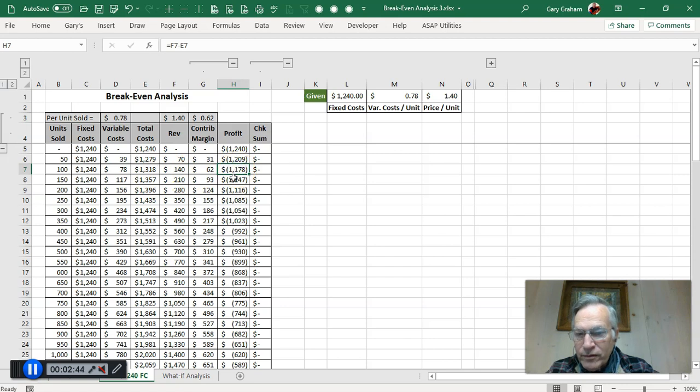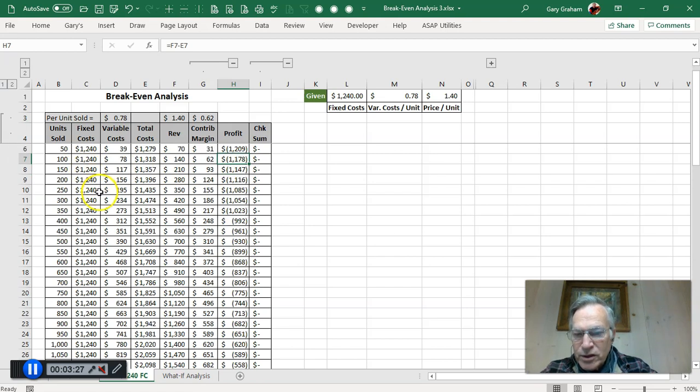Your overall profit, however, is taking into account total cost versus total revenue. So for 100 units sold, your total costs were $1,318, $1,240 in fixed and the 78 in variable. Your revenue was $140, or 100 units sold or produced times $1.40 each is $140. So the difference in those two means that if you only produced 100 units, you actually lost $1,178. That, of course, being a product of the high fixed cost, you have $1,240.